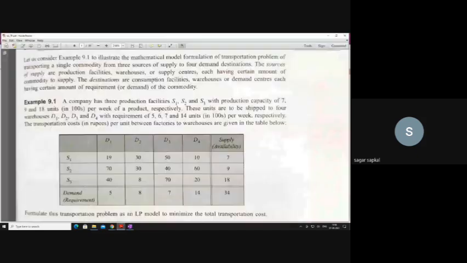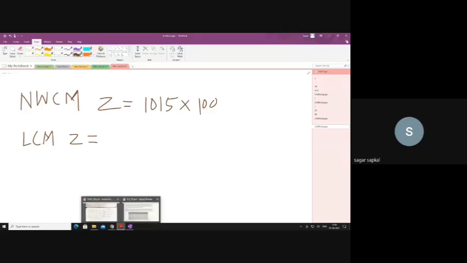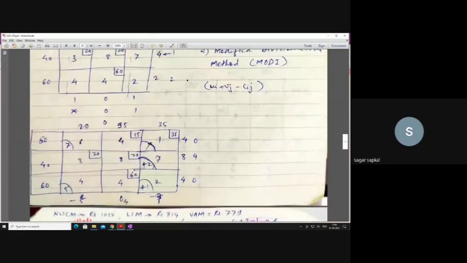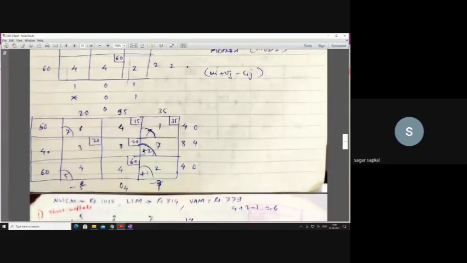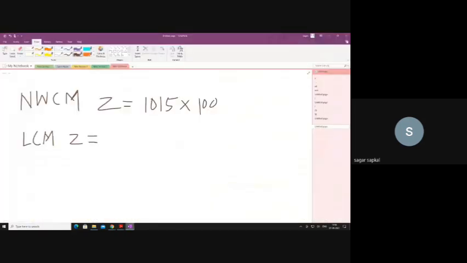What is given in the problem? Hundreds. Okay, by using the least cost method, what is the Z value?